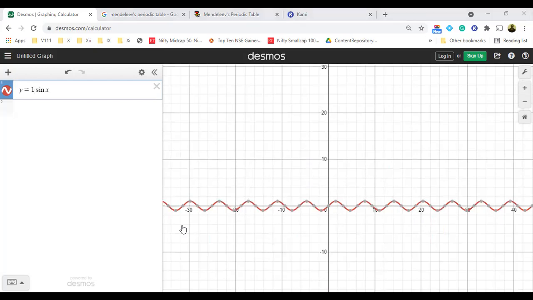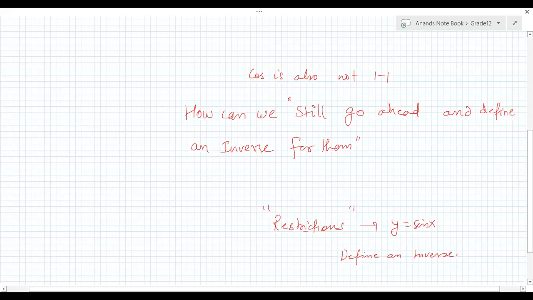Yes, sir. Okay. So we shall now make a note that y is equal to sine x fails the horizontal line test, and so it is not invertible.